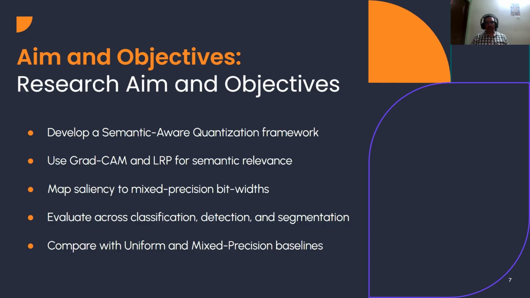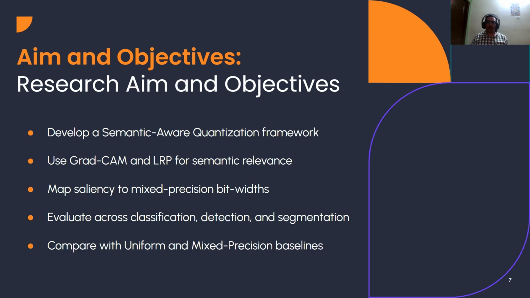First, to review existing work in quantization and interpretability. Second, to use techniques such as Grad-CAM and LRP to estimate feature importance. Third, to design a method that allocates precision based on this importance. Fourth, to apply this approach across different tasks including classification, detection, and segmentation. And finally, to evaluate the framework against standard methods such as FP32 and uniform quantization. Overall, these objectives move from understanding the problem to building a solution and then to validating it experimentally.